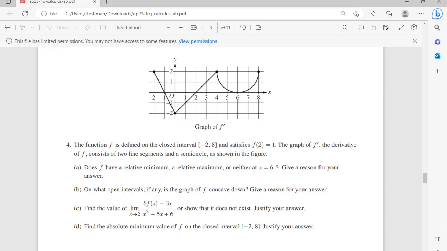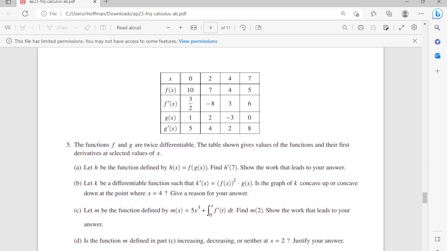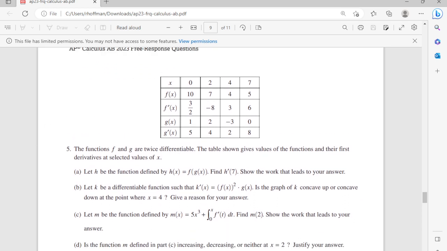On to number 5. Number 5 was just making use of your rules of derivatives and integrals. So I won't go super in detail here, but you can look at all my detailed work if you need to.